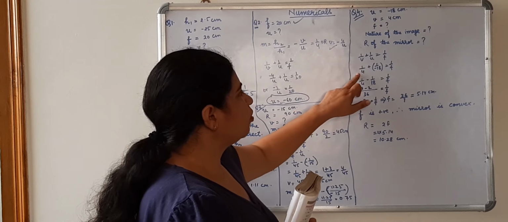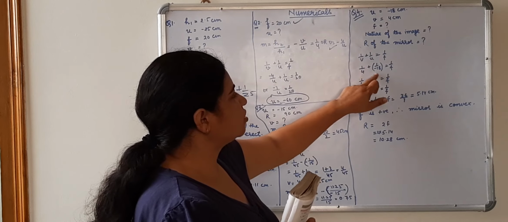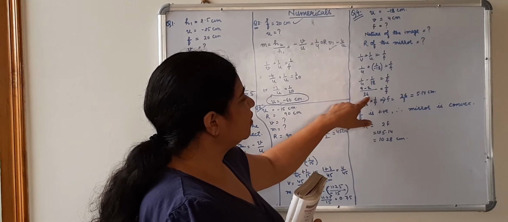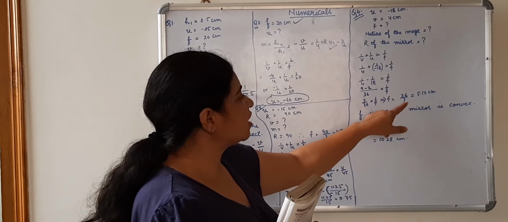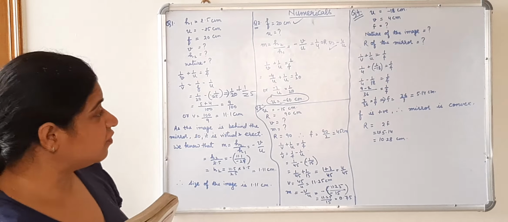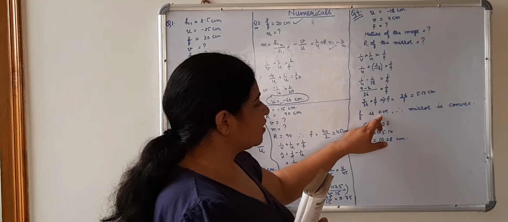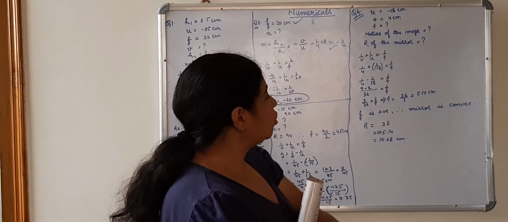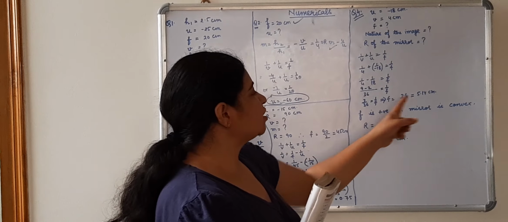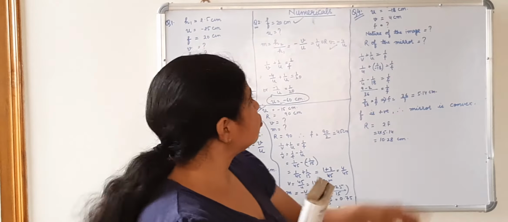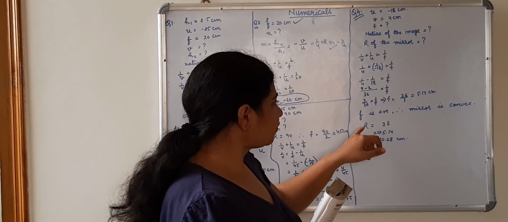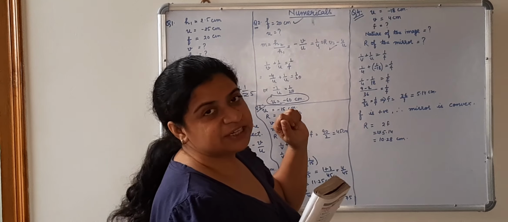Mirror formula: 1/4 plus, again we'll open the bracket, I'll get minus 1/f. 4 and 18 LCM I have taken 36, 9 minus 2 that is 7/36 = 1/f, so f = 36/7, that is equal to 5.14 centimeter. Since f is positive, the mirror is convex. The question asked whether the mirror is concave or convex: the mirror is convex in nature.